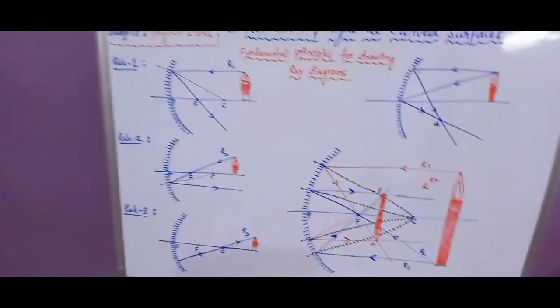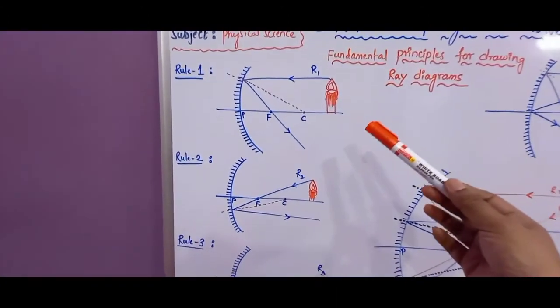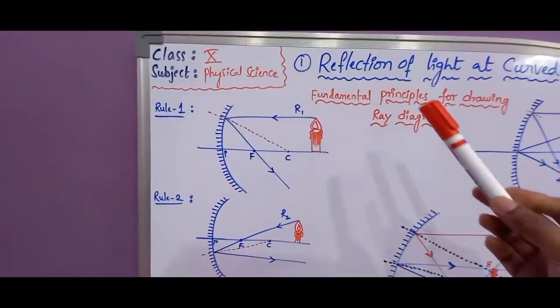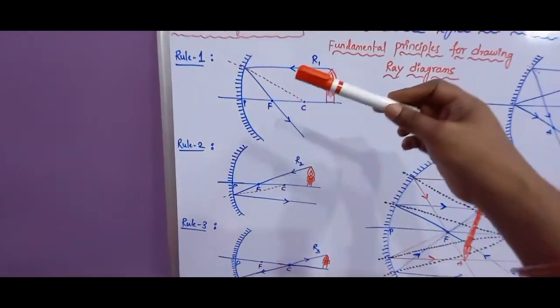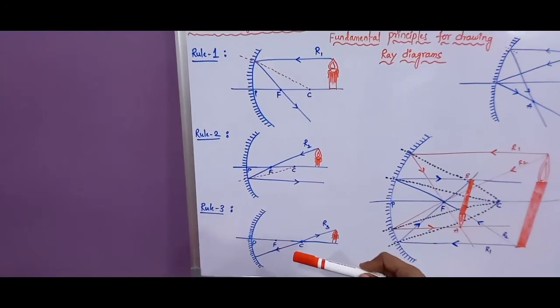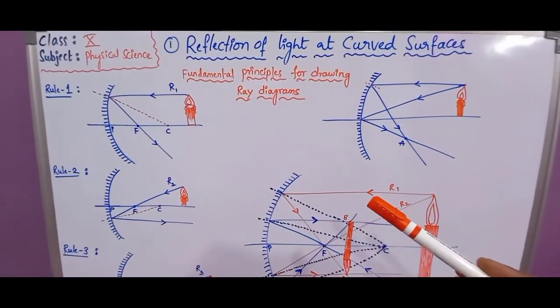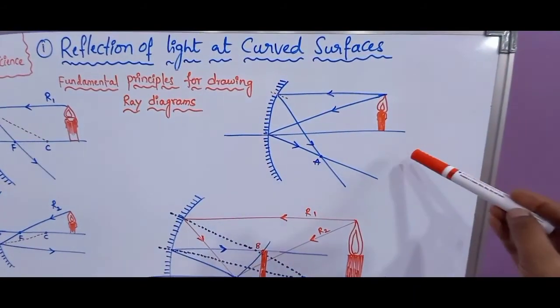Okay children, so these are the fundamental principles to be remembered by everyone, which are very, very important. And whenever we are drawing ray diagrams for a concave mirror, we have to keep in mind rule 1, rule 2 and rule 3. If we remember all these 3 rules, then we can easily draw the ray diagrams for any object wherever the object is placed in front of the concave mirror.